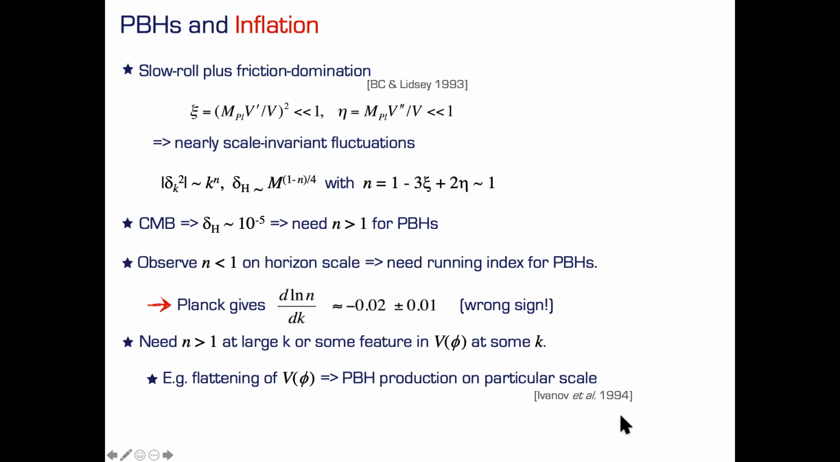And also you could then say, aha, I could make a running. If n is not exactly constant, I could probably have some running of the spectral index, which changes with k. So again, you bend it up, and I think you can probably generate large fluctuations at earlier times. But this also gives a wrong sign.